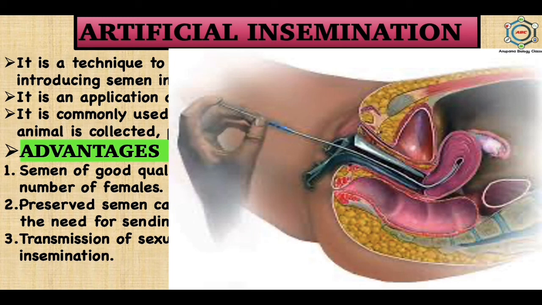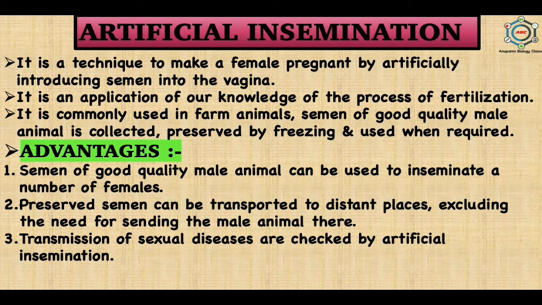So, this is the end of this video. Here you learned about spermatogenesis, oogenesis, structure of sperm and ovum, what the menstrual cycle is, and the artificial insemination technique.